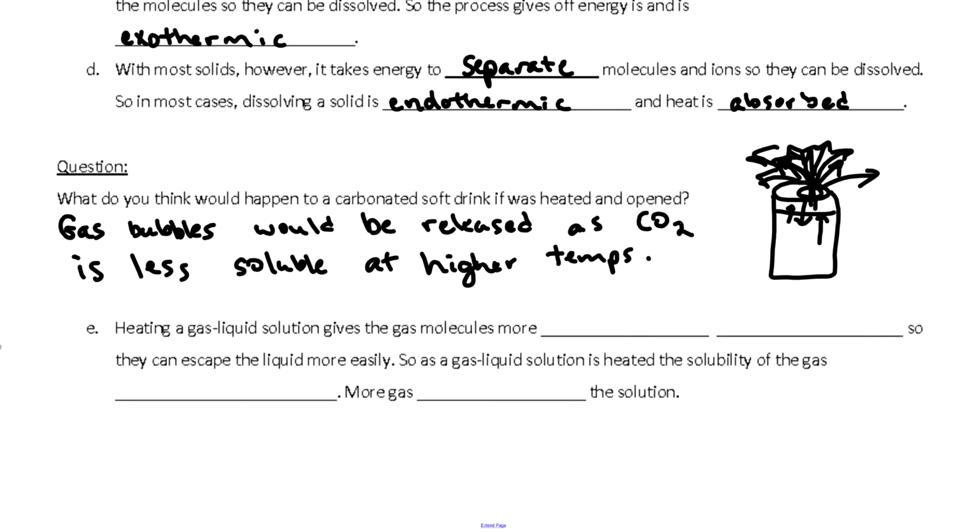Okay, so heating a gas liquid solution gives the gas molecules more kinetic energy, right? So as they heat up, they move around more and they have more energy to escape the liquid. So they escape the liquid more easily. So as a gas liquid solution is heated, the solubility of gases decreases and more gas leaves the solution.